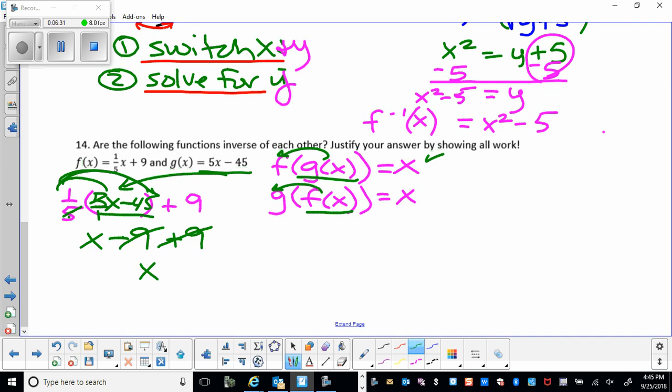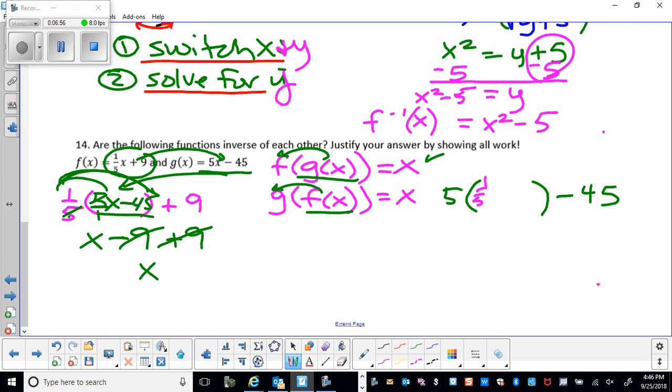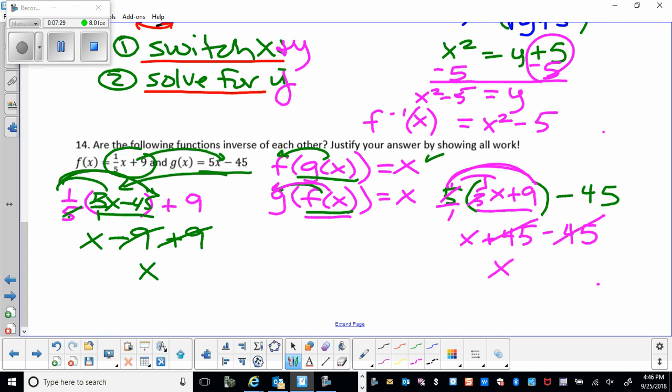So I'm going to start writing out g. I'm going to write 5 parentheses minus 45. And inside, instead of x, we're going to take f and put it in there. So f is 1/5 x plus 9, and here is f inside of g. So now I distribute 5 times 1/5. Those cross out, and I get x. Then 5 times 9 is 45, and then minus 45. That adds up to 0, and so I have x.